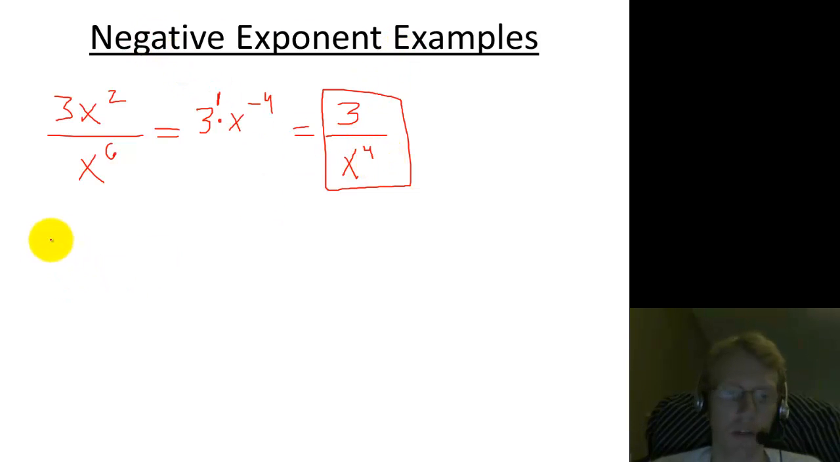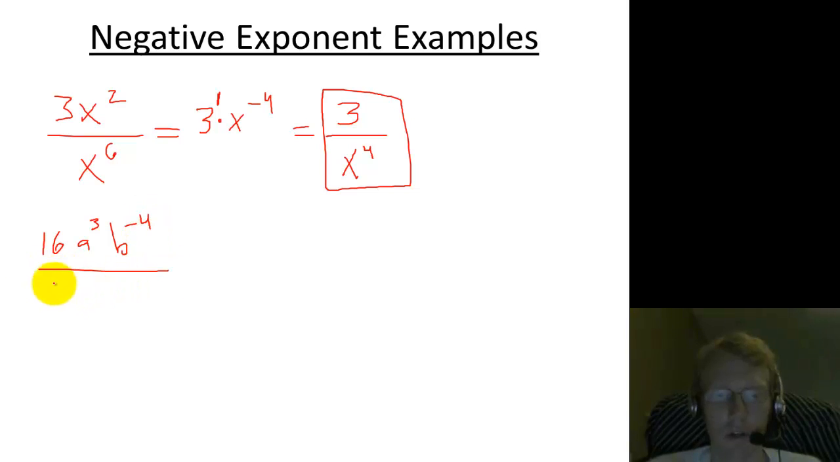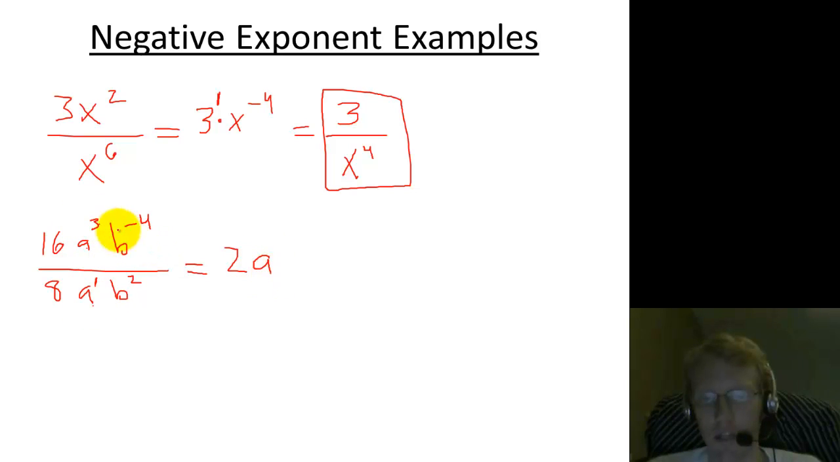Let's keep going with another example. Say we have 16 a cubed b to the negative 4th over 8 a b squared. Let's take a look. 16 divided by 8 is 2. A to the 3rd divided by a. Remember, this a has a 1 as its exponent if there's nothing written there. So a cubed over a to the 1st power. We subtract the exponents. 3 minus 1 is 2.